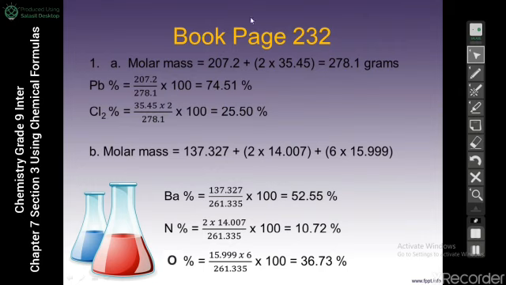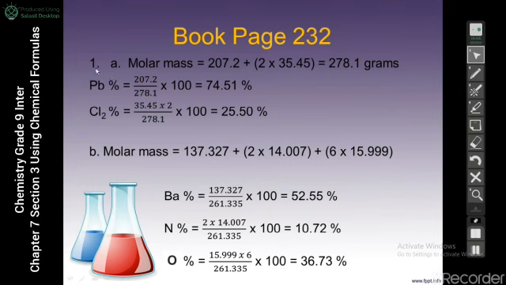Find the percentage composition of the following: PbCl2, lead chloride. We have 2 moles of atoms of chlorine and 1 mole of atoms of lead. So lead is multiplied by 1 and chlorine is multiplied by 2. Now we have the molar mass of the whole compound.